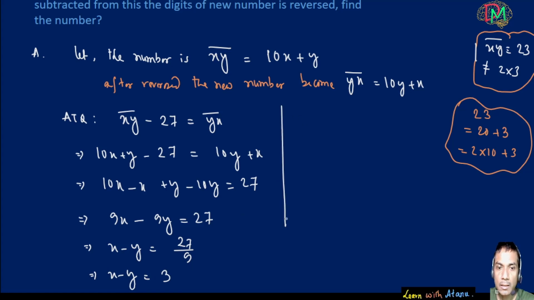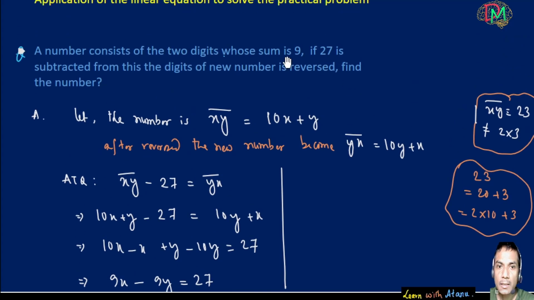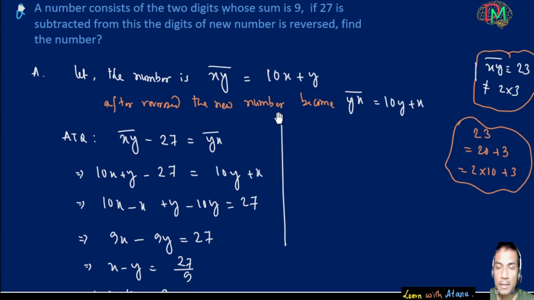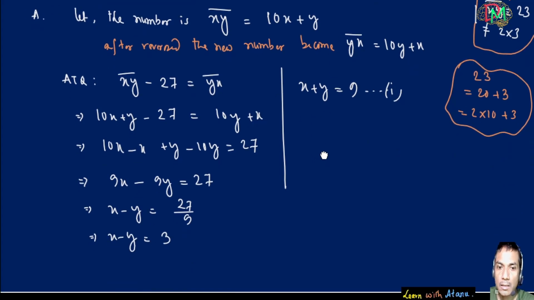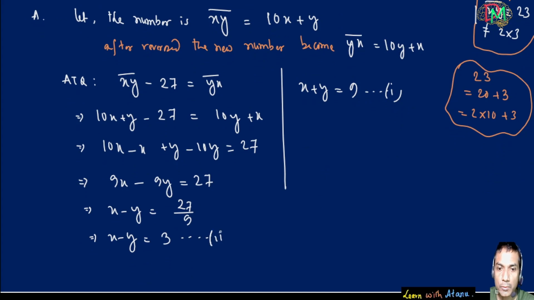And another condition given is that the digit sum is 9. What does that mean? x plus y is equal to 9. So this is the one equation, and the other we got here, this is the 2.